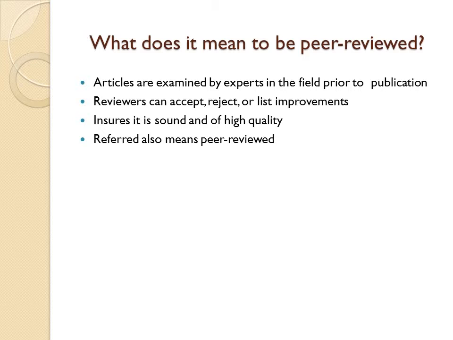So what does it mean to be peer-reviewed? What happens is the articles go through a stringent review process. The articles are submitted to the journal, personal information about the authors is removed, and then the articles are given to experts in the field to review. The reviewers can make one of three choices. They can accept the article for publication, they can reject it completely, or they can say it needs to have things changed or clarified before it can be published. This is meant to ensure the journal has sound research and is of high quality.